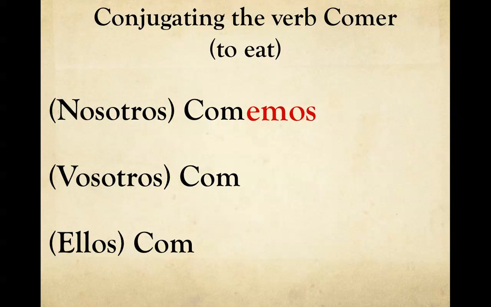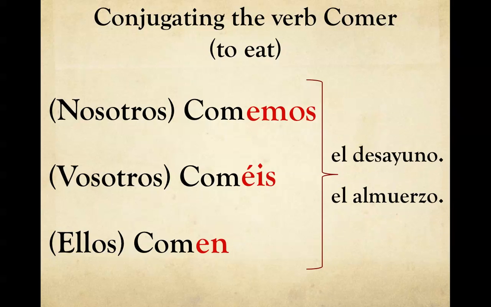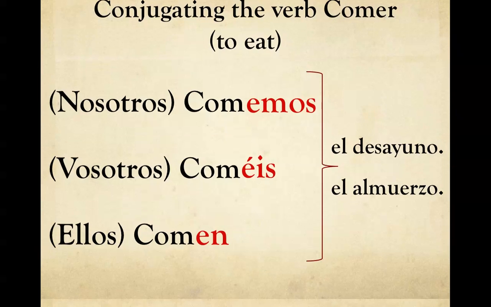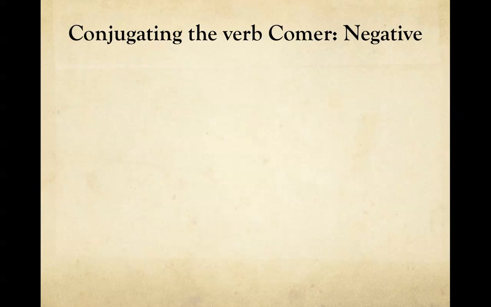Nosotros comemos, vosotros coméis, and ellos comen. Pretty straightforward and pretty basic. Now we can make conjugations and create sentences like comemos el desayuno. We eat breakfast. Coméis el almuerzo. You all eat lunch. Or comen el desayuno. They eat breakfast.